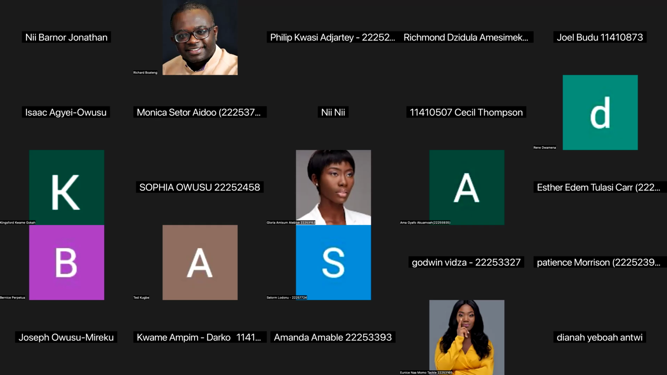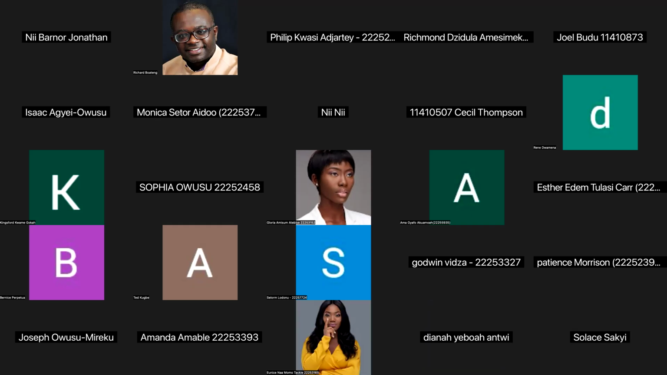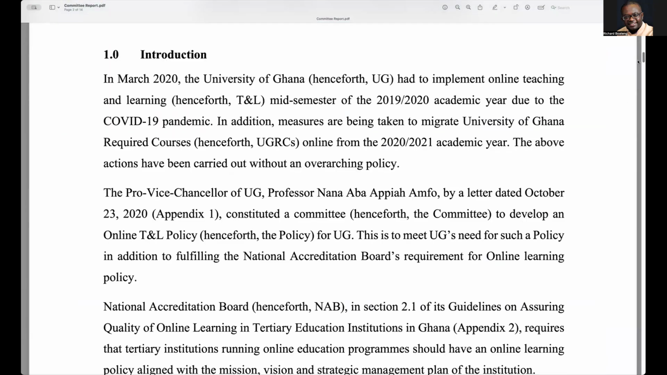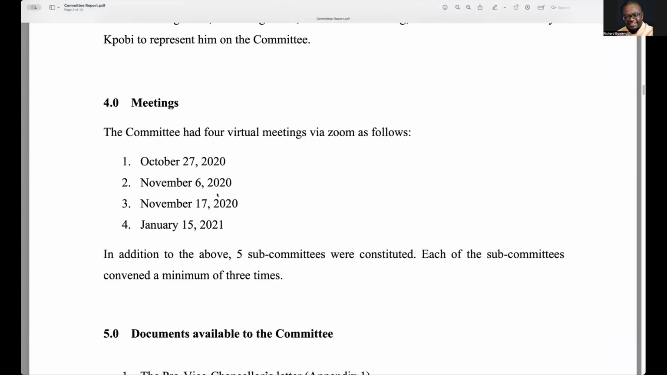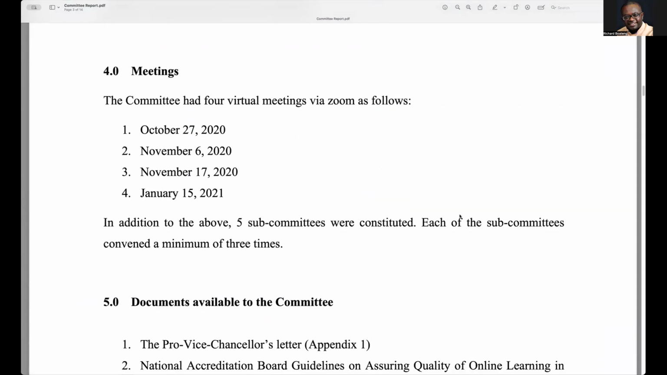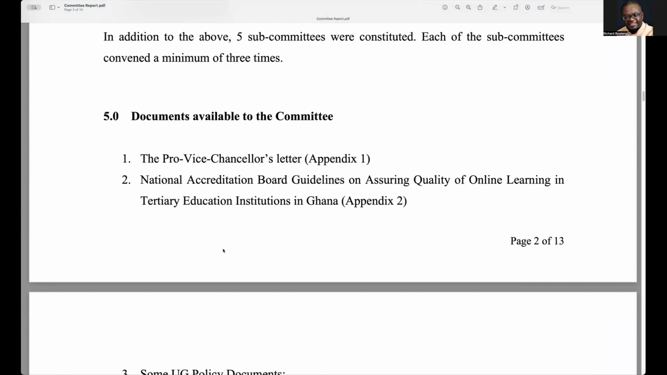When you do the work, you are supposed to make sure that you get stakeholder buy-in. So what did we do? In trying to develop the policy itself, we needed to make sure we engage. In the report, we mentioned that to do the work, we had 4 virtual meetings on Zoom. I was supposed to finish in November, but in January we're still meeting. In addition, we created 5 subcommittees to deal with the different parts of the report or the policy, and each of the subcommittees met 3 times.